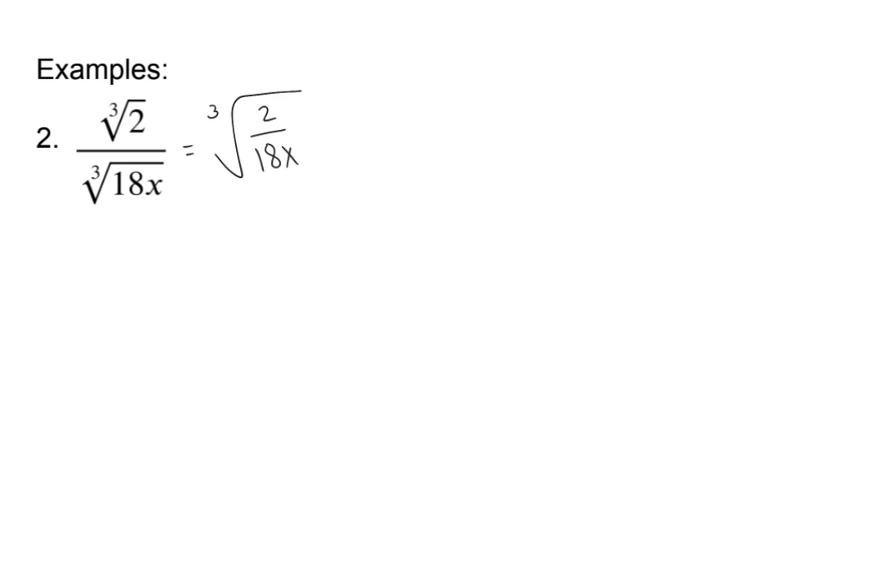And maybe when you see it like that, you notice that we could reduce this. I could divide top and bottom by a common factor of 2. This is really the cubic root of 1 over 9x. So that makes the numbers a little bit nicer to deal with. I'm going to break it apart again so that we can now rationalize the denominator, because I do have a cubic root on the bottom. So we're going to have to fix that.